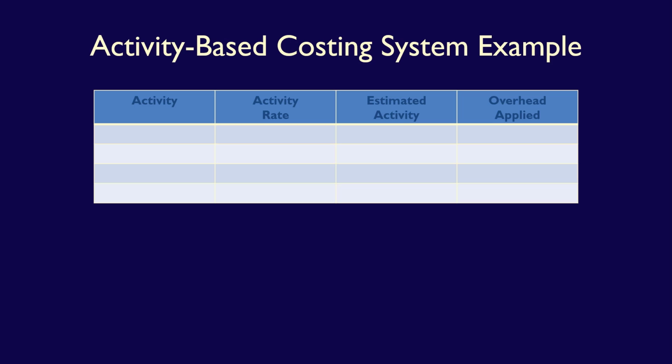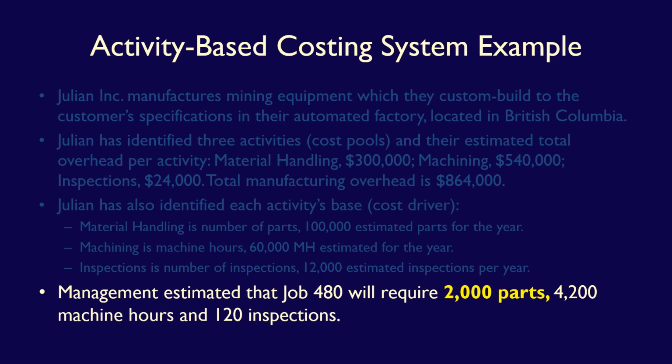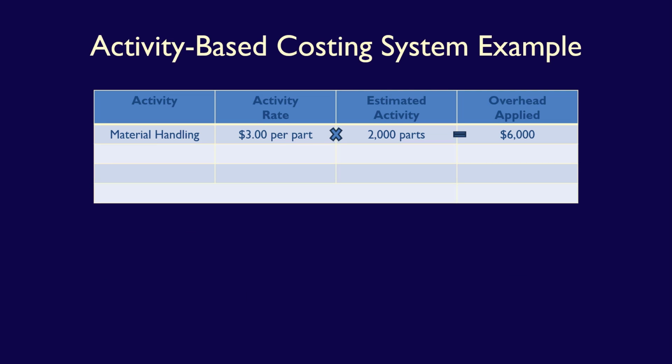Using a new chart, we have columns for the activity's name, the activity rate, which we already calculated, the estimated activity usage, and then the overhead applied. Material handling has an application rate of $3 per part. Job 480 requires 2,000 parts. So $3 per part multiplied by 2,000 parts is equal to $6,000 of applied overhead for material handling.